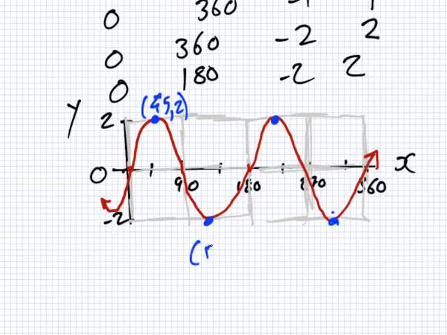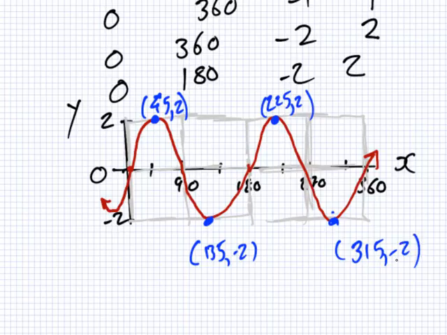This is 135 and 2. This one here, that's 2 in the middle of 180 and 225, isn't it? And 2. And this one here, 315, and -2.